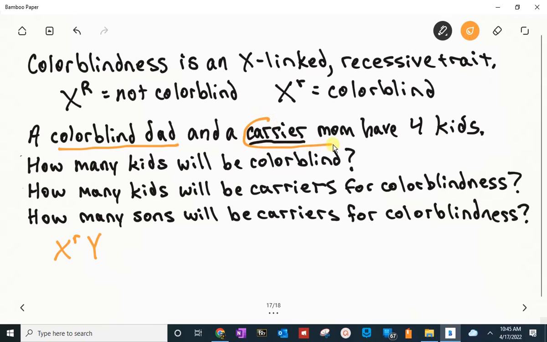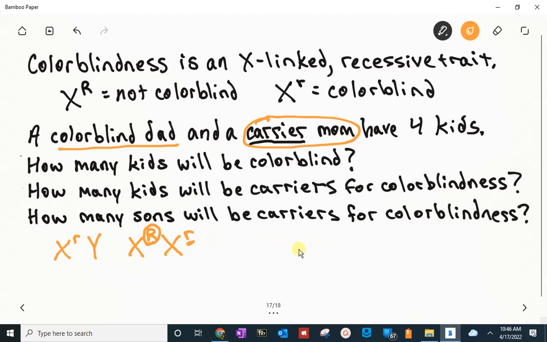And a carrier mom. So a carrier for colorblindness in the mom means she's not going to be colorblind herself, so she's going to have that dominant R on one of her X chromosomes, but the other X chromosome is going to be a little r for colorblindness. So she's not colorblind because the capital R wins against the recessive colorblindness, but she's still going to have that colorblind gene on her second X chromosome that she could possibly pass down to her children.